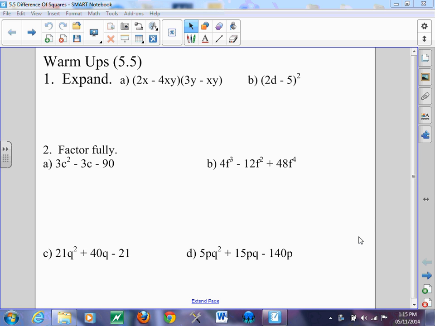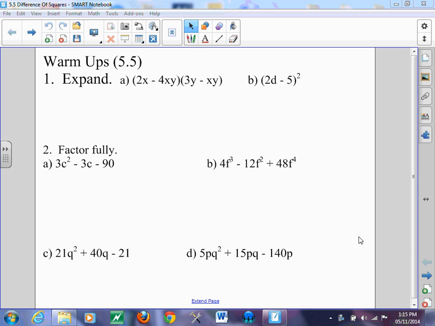The different methods you should already know are: 1, common factoring. That's where you get a monomial or a common binomial out front, and the leftovers go in the bracket after you divide each term by the greatest common factor. The second method we learned was simple trinomial factoring, where a equals 1, and you find the product and sum, and you can simply put the answer right down into the brackets.